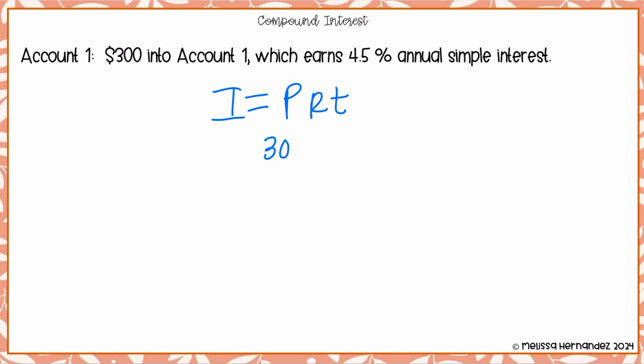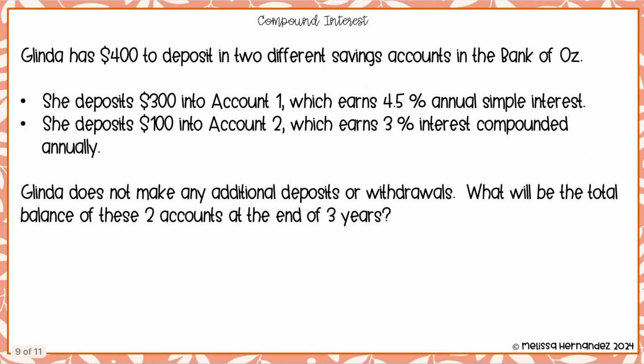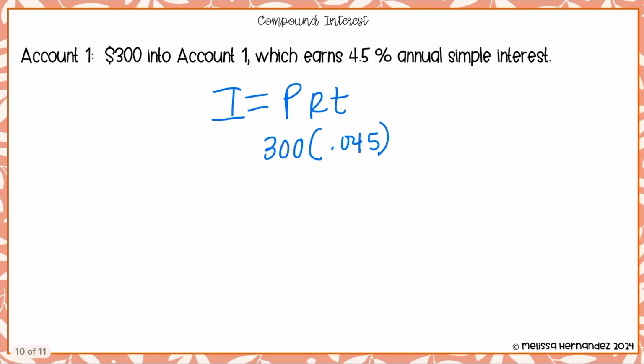I know $300 is the principal, the interest as a decimal, 0.045, and then it said the time was 3 years. Okay, so with multiplication, order doesn't matter. So whether I go 300 times 3, which gives me 900, then I would times the decimal. So I'm going to go with 900 times 0.045. And that gives me $40.50.